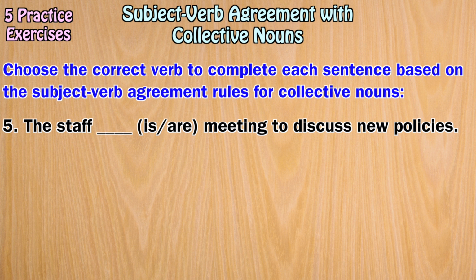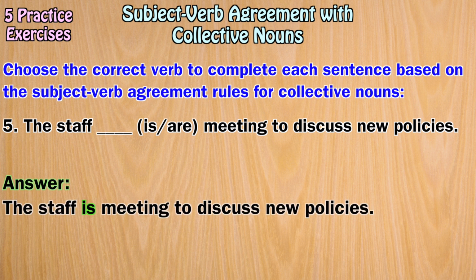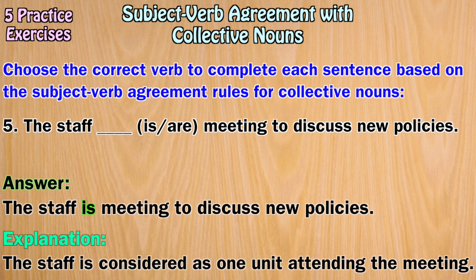5. The staff are meeting to discuss new policies. Answer: the staff is meeting to discuss new policies. Explanation: the staff is considered as one unit attending the meeting.